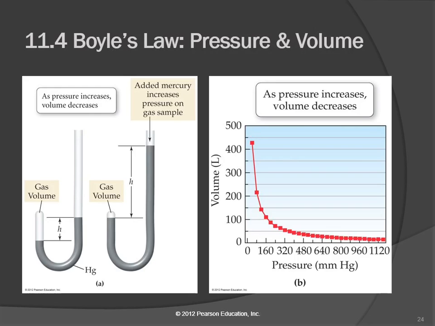Because this is back in the 1600s, right? They didn't have electricity. They didn't know what electrons were. Things were pretty primitive in terms of science, and yet they were able to do some pretty amazing things. So he could measure the volume of the gas and the pressure. Now, to add pressure to the gas, he would just pour some more mercury in here.